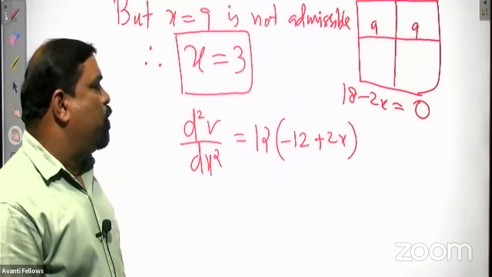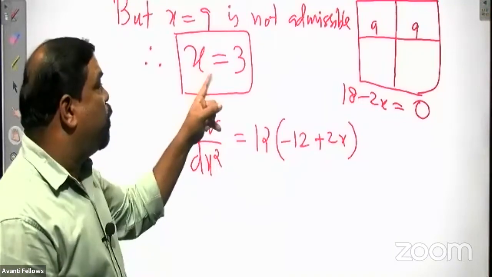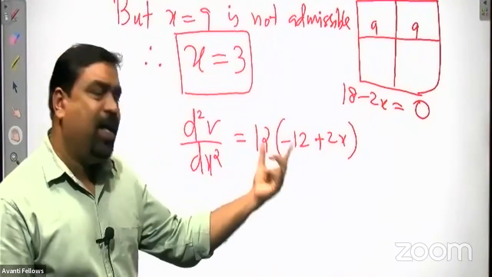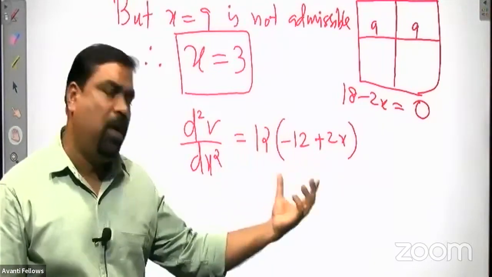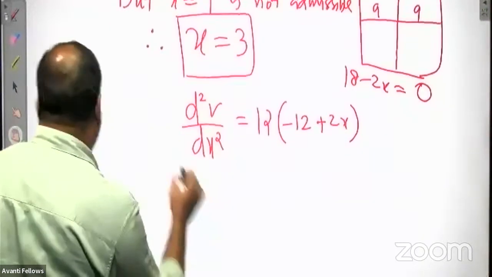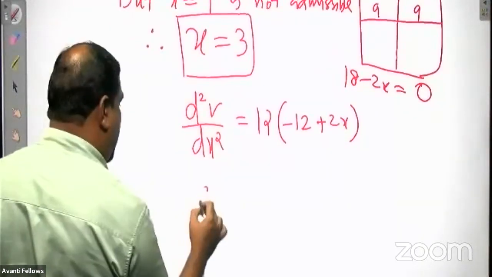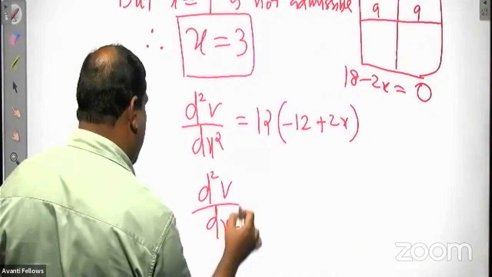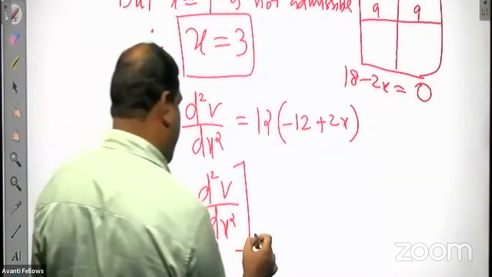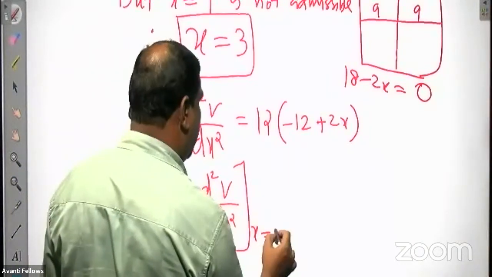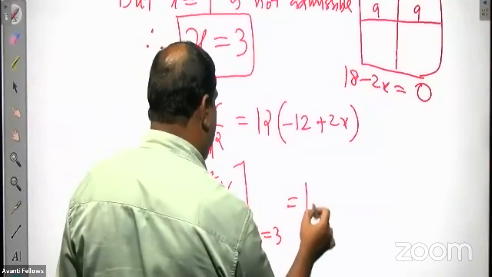We have to substitute the critical point, x equal to 3, in the second derivative and see whether the sign is positive or negative. So what is the value of the second derivative at the point x equal to 3? What will you get?